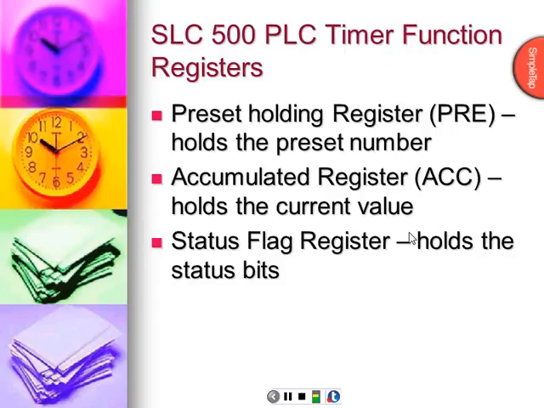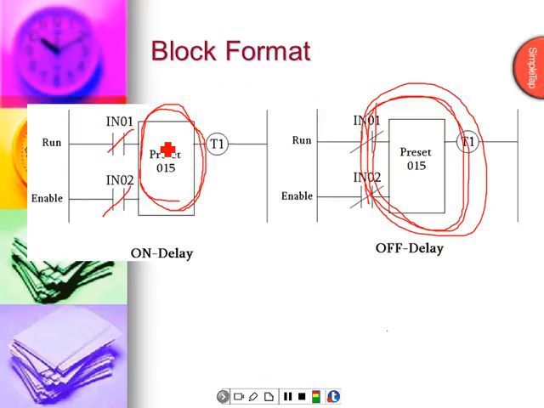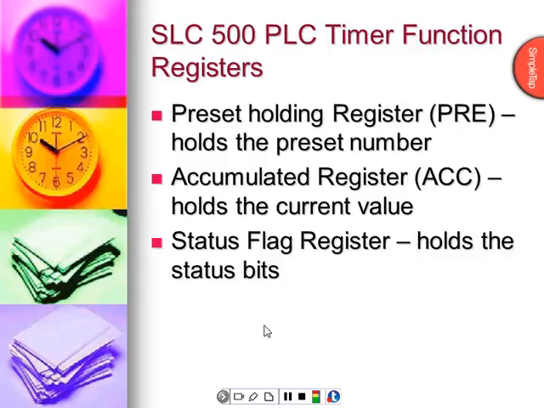Okay. We have several registers inside this box. We'll go back just for a second. Oops. I thought I was going back for a second. Inside this box, we have different registers. Okay? We have the preset. The preset will hold the preset number. How many clicks I'm going to have. We have the accumulator register, which tells me how much time I have counted off.